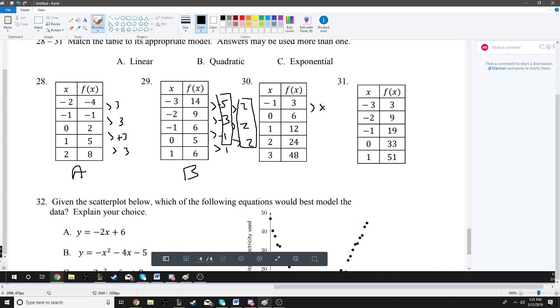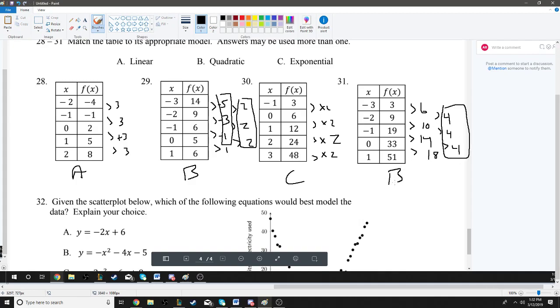Next, this is a times 2, times 2, times 2, times 2, which means it's exponential. And this last one, that's a 6, 10, 14, 18, and each of those have a difference of 4. Since your second differences are all equal, that means this must be quadratic.